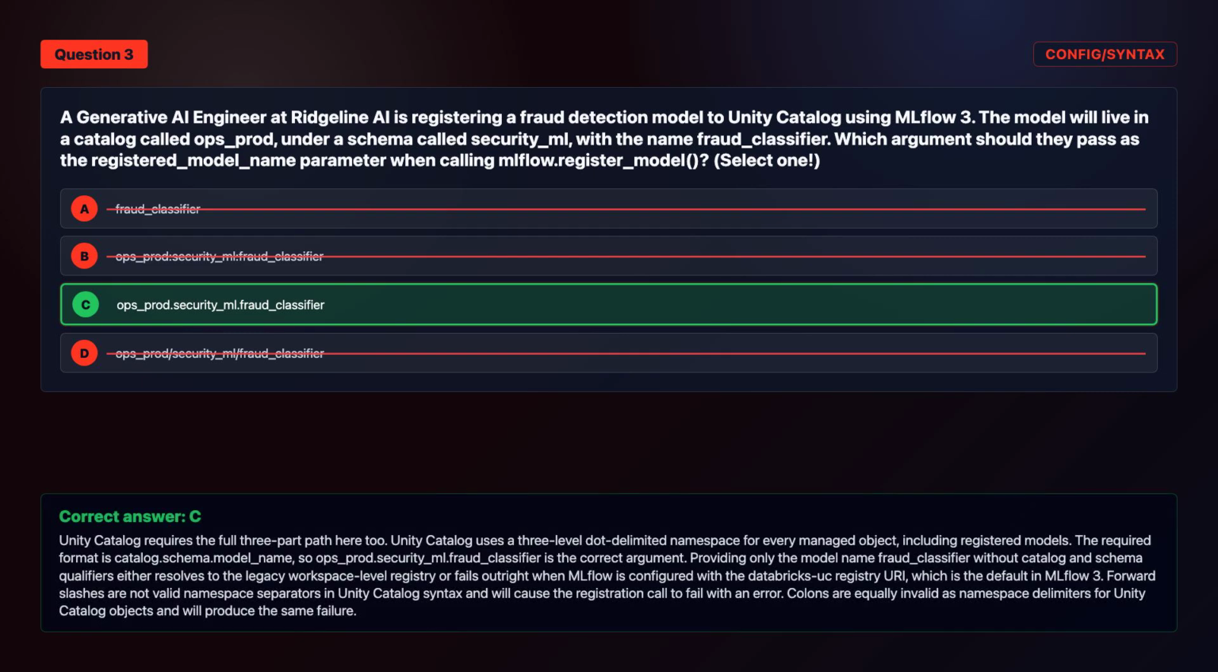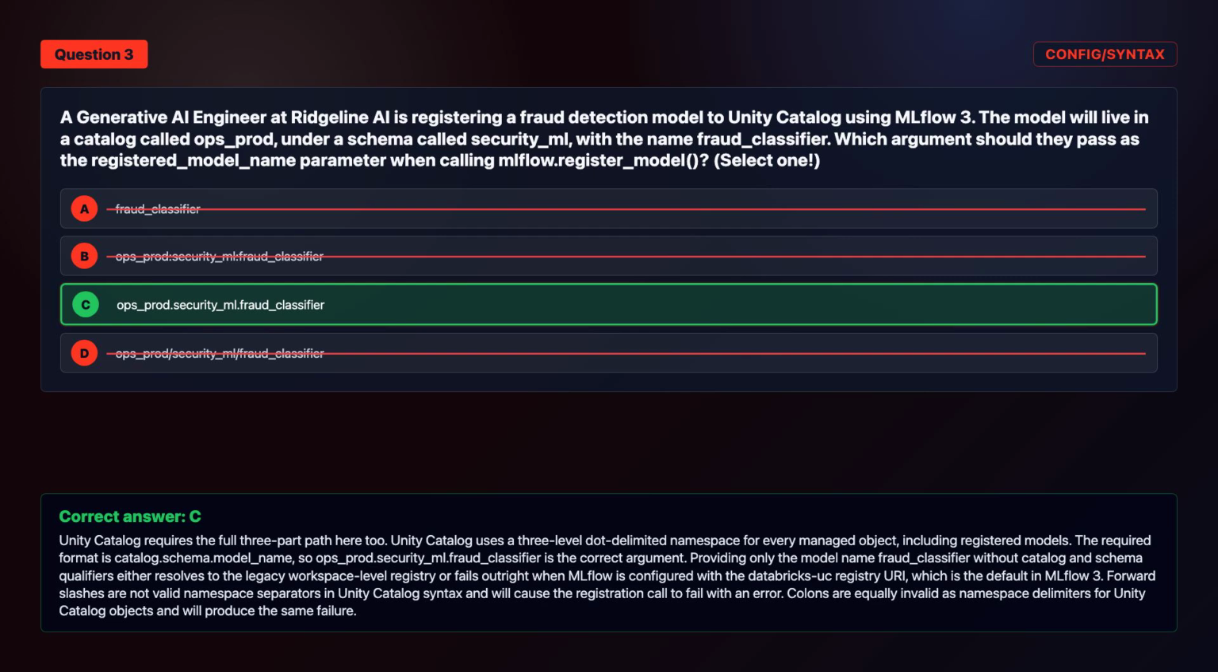The correct answer is option C. Unity Catalog requires the full 3-part path here too. Unity Catalog uses a 3-level delimited namespace for every managed object, including registered models. The required format is catalog.schema.model_name, so ops_prod.security_ml.fraud_classifier is the correct argument.